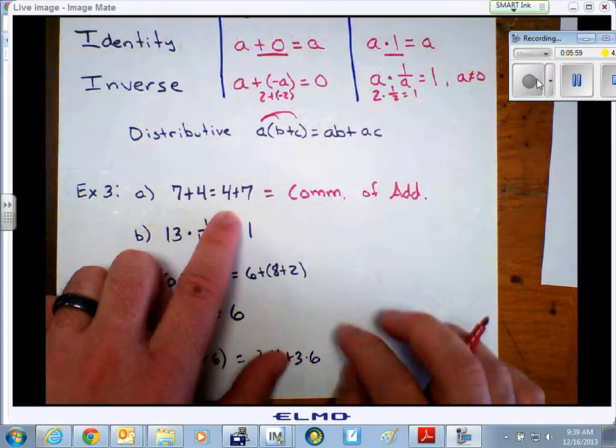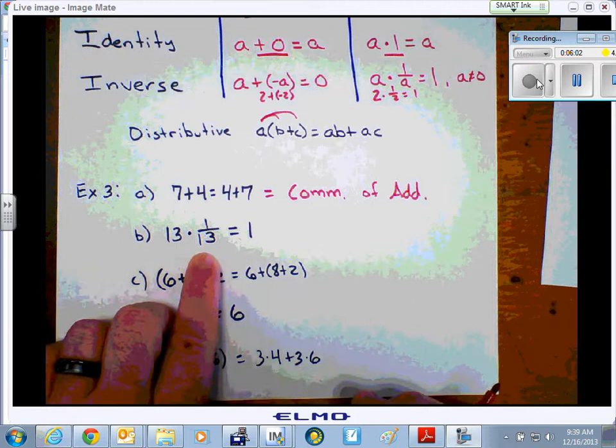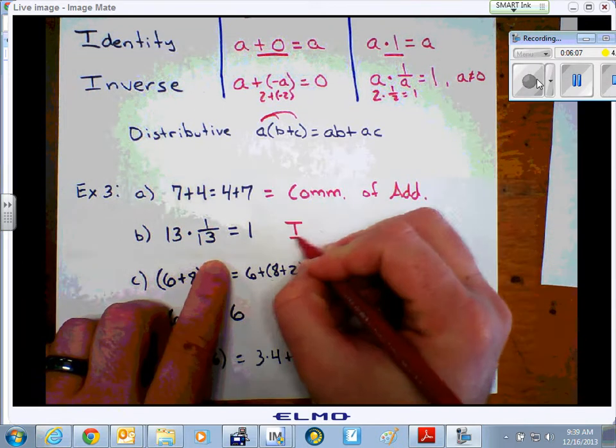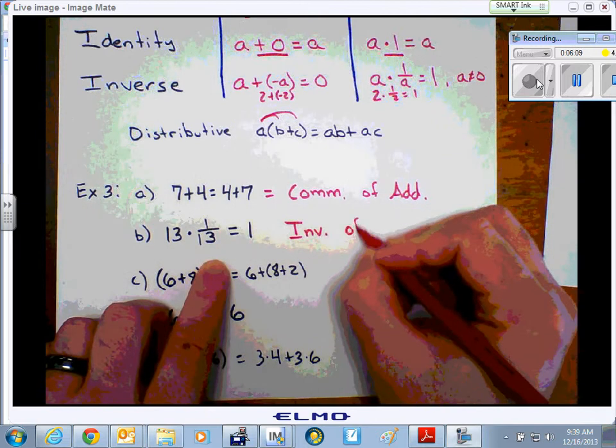I'm going to abbreviate a little bit. 3 times 1 over 13, that's multiplying the opposite. So that's the inverse property of multiplication.